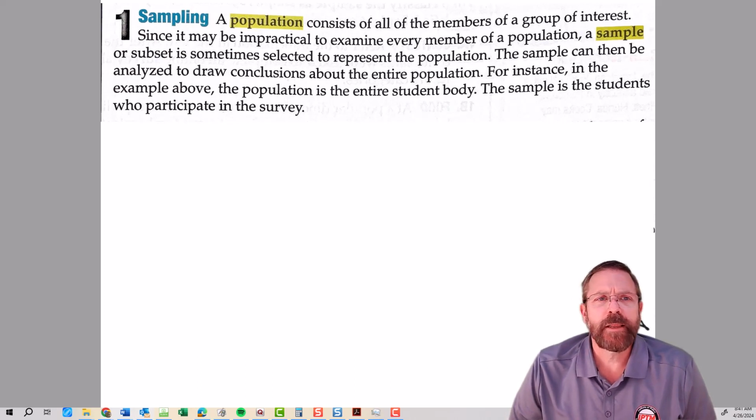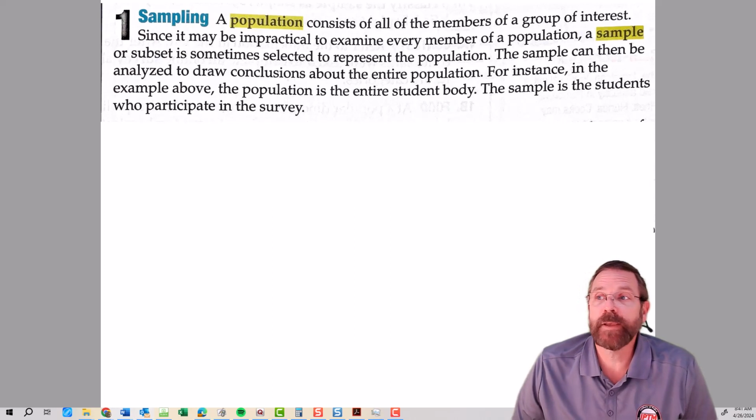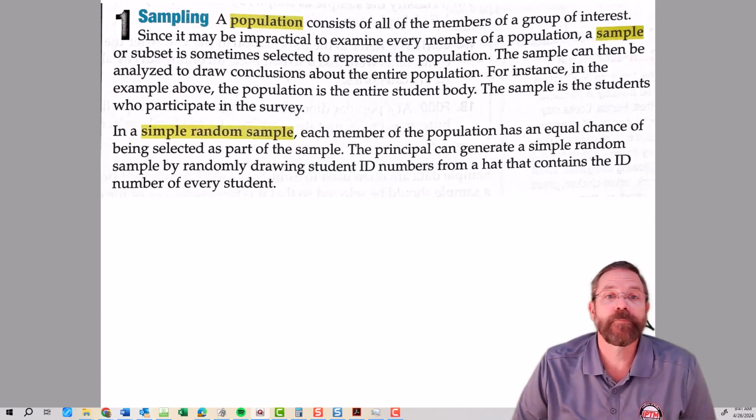For instance, in the example above, we don't have it anymore, the population is the student body. The population is the entire student body. However, the sample is going to be the students who participate in a specific survey.